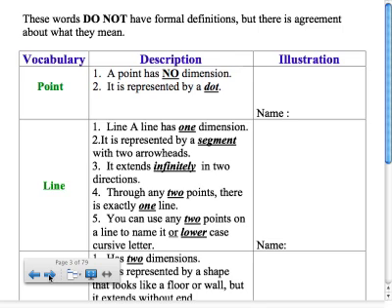So a point has no dimension and is represented by a dot. So, i.e., that guy right there would be a point. If I label it like this, then the name would very simply be point A. Okay, point A, pretty simple.